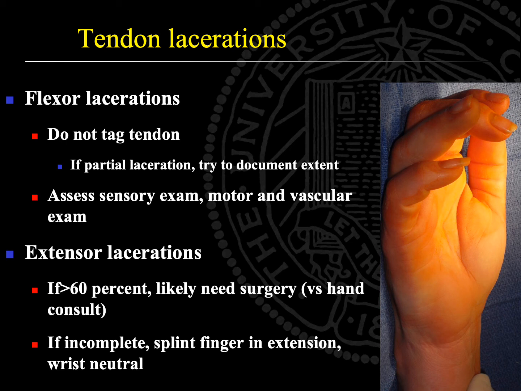But once you've done your sensory exam, you can do a digital block or you can put in local, and then you can check your motor and vascular exam. You'll get a better exam once you've numbed the patient up. You don't need to tag the tendon. For extensor tendons, same thing goes. On the back of the hand, do a sensory exam, and then look at the laceration once you've numbed them up.